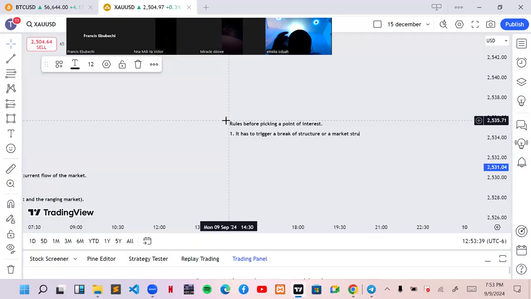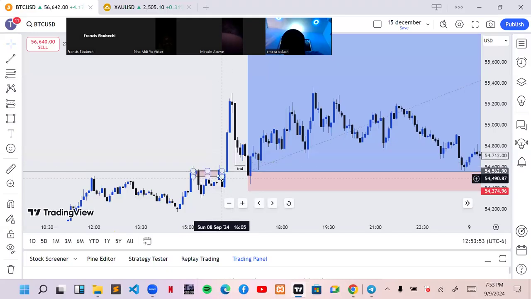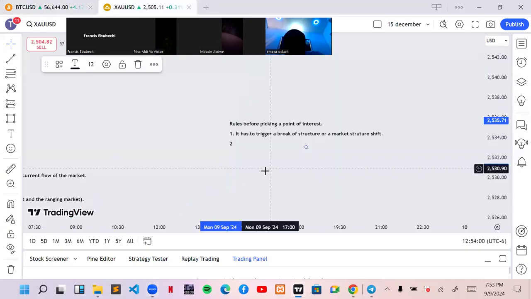So the point of interest needs to trigger a break of structure or needs to have triggered a market structure shift. That's the number one rule. If you pay attention to all the trades I took today, there was a break of structure here. That was why I took the trade. There was also a break of structure here. So there has to be a break of structure or a market structure shift. That is the number one rule.